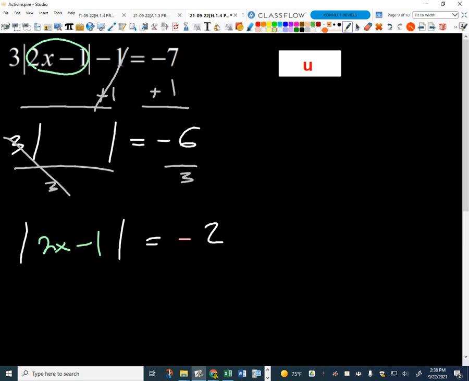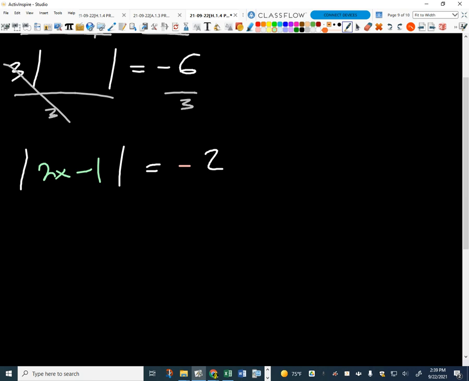Would I use 2x minus 1 equals negative 2 and positive 2 because it's the opposite? Does that seem reasonable? We could try it, but see if it's not correct, at least if you can tell me why. So we'll go down this rabbit hole and then you tell me why this was a mistake. If I do this, I get 2x minus 1 equals negative 2 or 2x minus 1 equals positive 2.